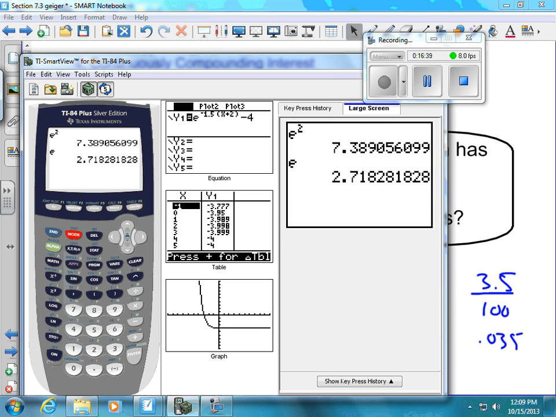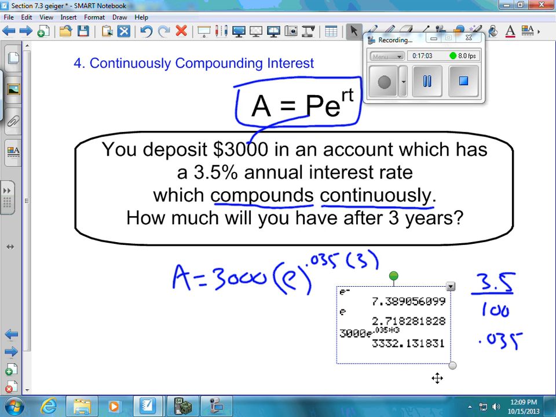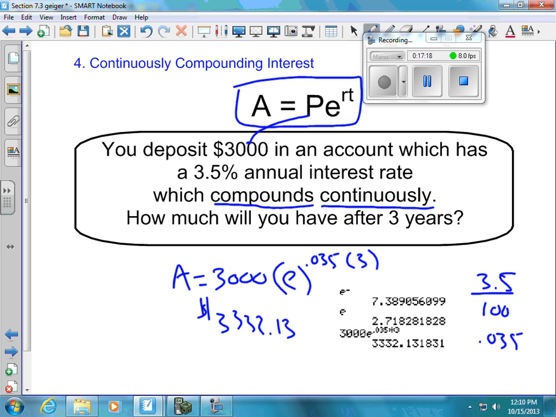Now we just go to our calculator, we kick back, let it do all the work. 3,000 times e to the power of 0.035 times 3. I hit enter. And I get $3,332 and some change. 13 cents. $3,332.13. How much money do we make in interest? Well, we made $332.13 in interest. So that's what the banks do.